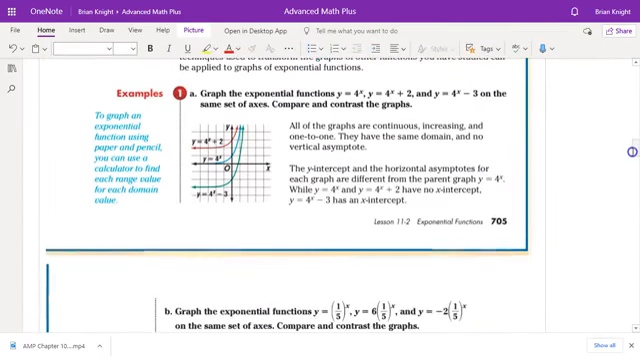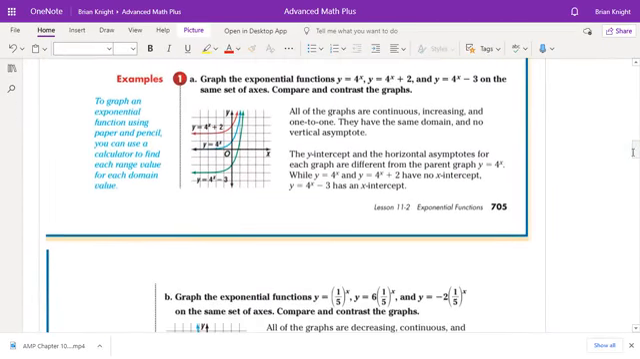Our first example basically says graph the exponential functions y equals 4 to the x, y equals 4 to the x plus 2, y equals 4 to the x minus 3 on the same set of axes. Compare and contrast the graphs. So you just have to graph one per axis. They just want you to graph them all at once here, and we're going to look at how they differ.